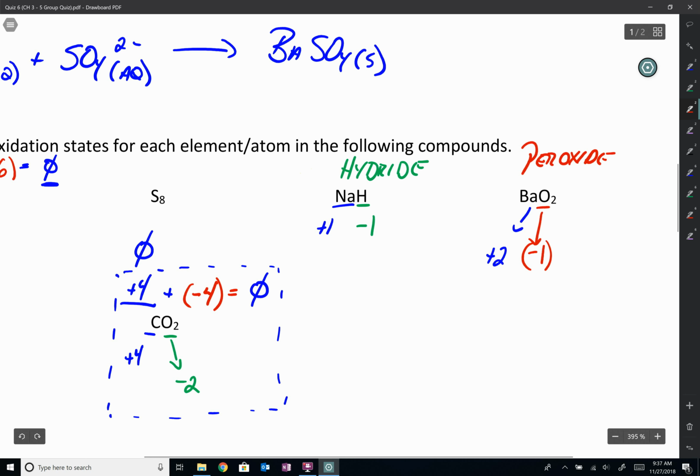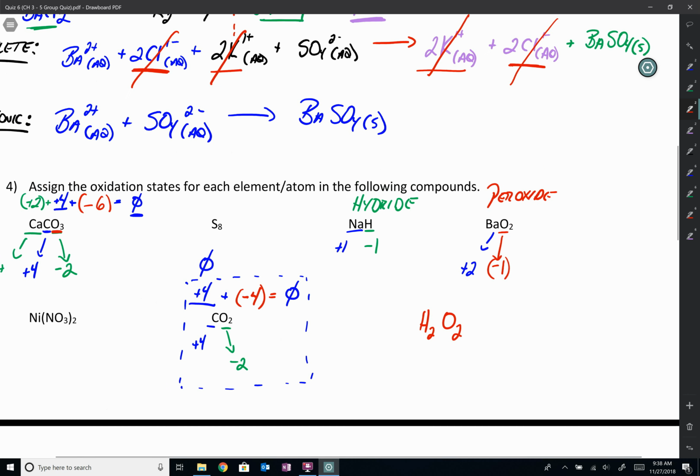Now, peroxide is something you might have heard of before. If you go to the store, you can buy something known as hydrogen peroxide. It's a fairly rare occurrence with oxygen, but we can have an oxygen with a -1 charge. And that's what's happening in this case. So be careful with oxygen when it is bound to metals. +2 for barium, -1 for each oxygen.